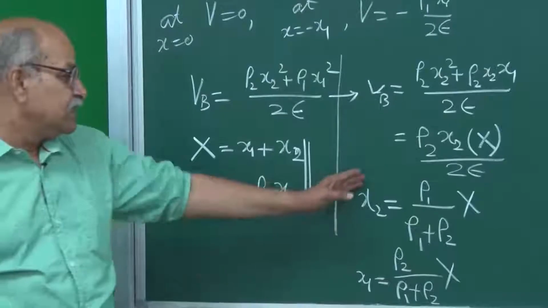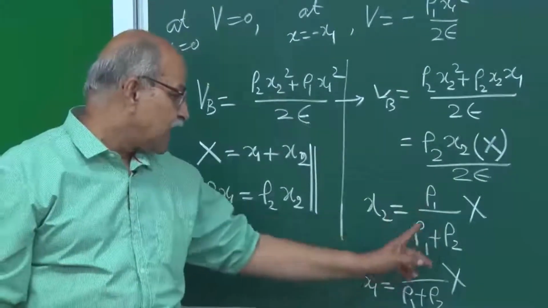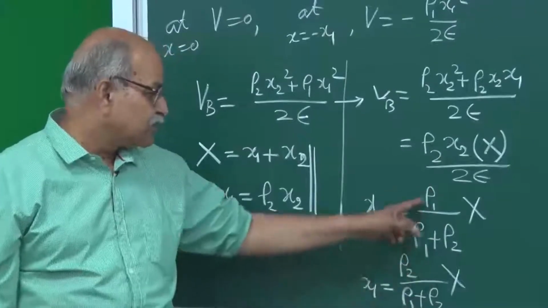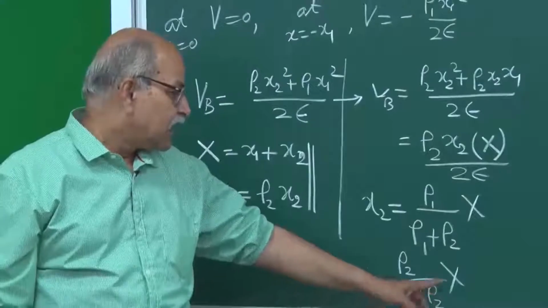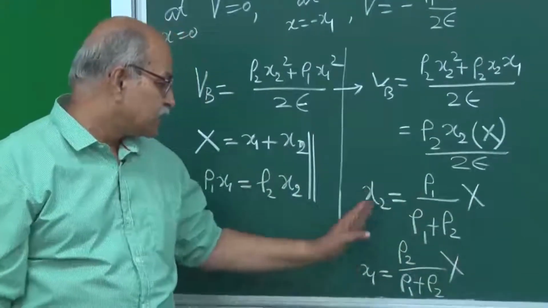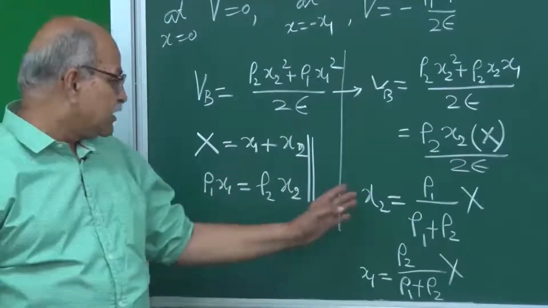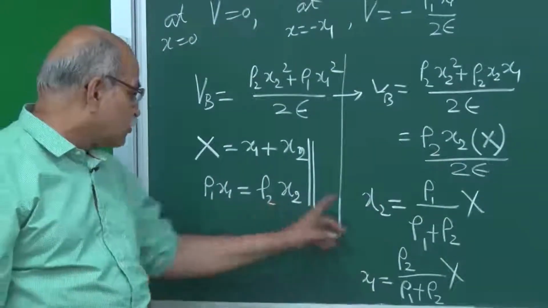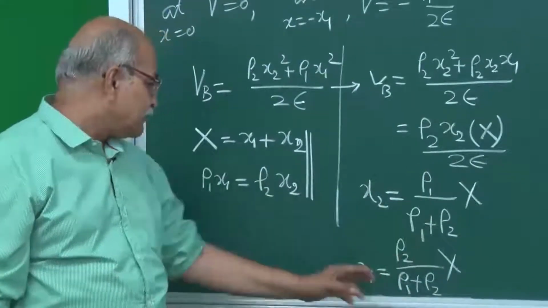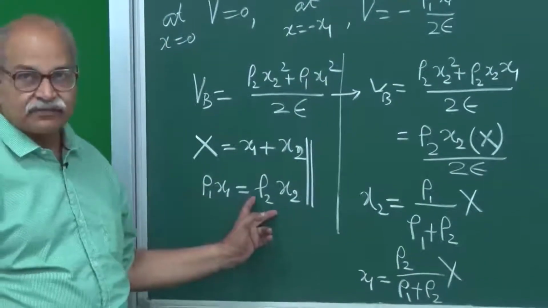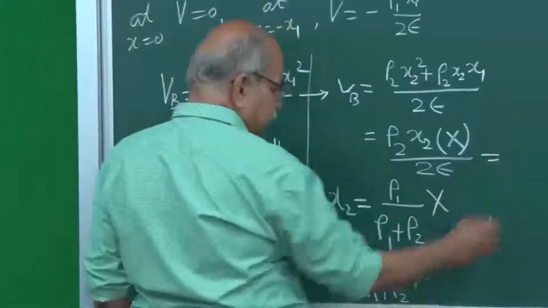Okay. If you add these two, what happens? You will have rho 1 plus rho 2 in the numerator, which will cancel this rho 1 plus rho 2 in the denominator, and it will be x. So, x1 plus x2 is capital X, this equation. And if you multiply this x2 by rho 2 and this x1 by rho 1, they become the same. So, rho 1 x1 is rho 2 x2. So, this is it. Use this expression of x2 here.